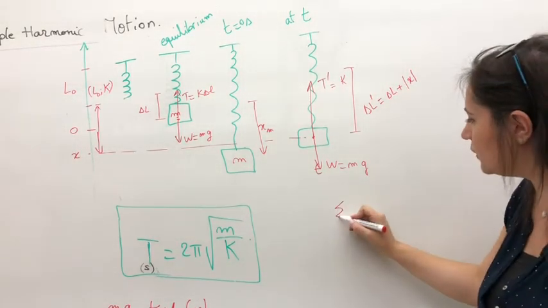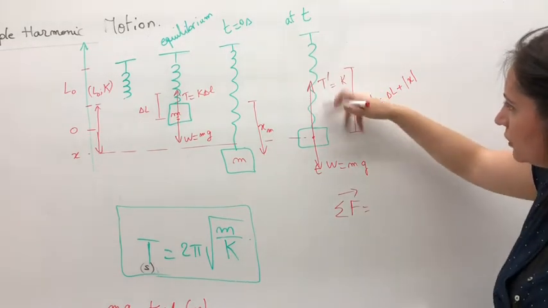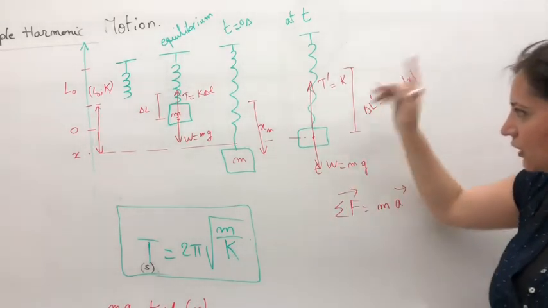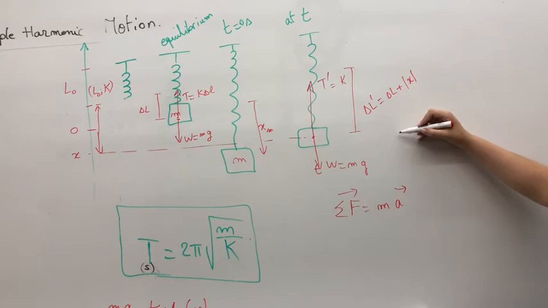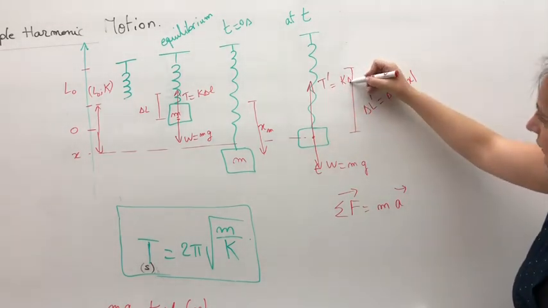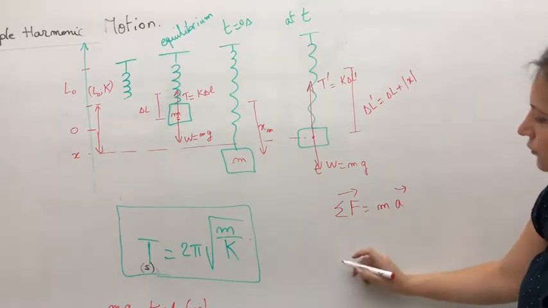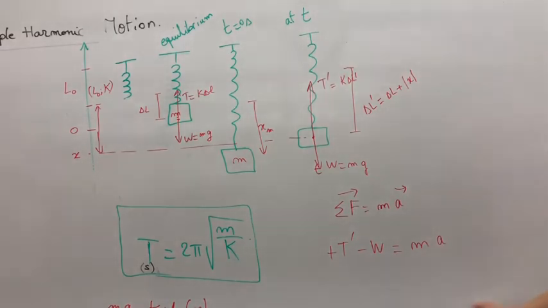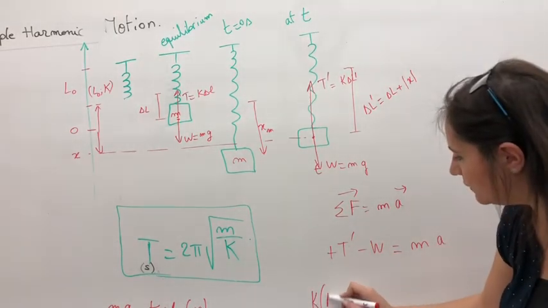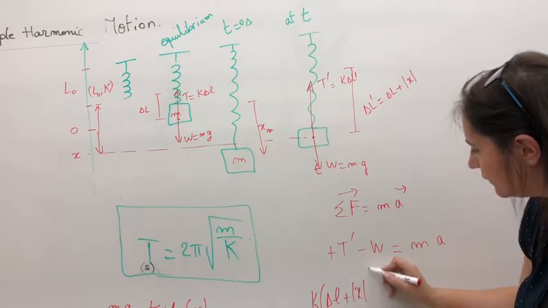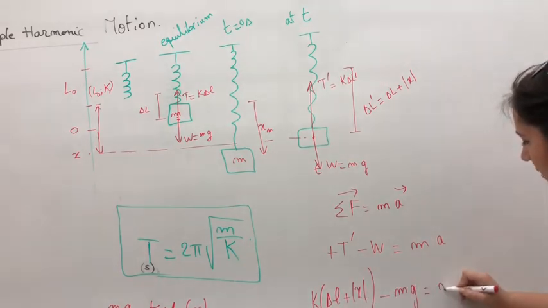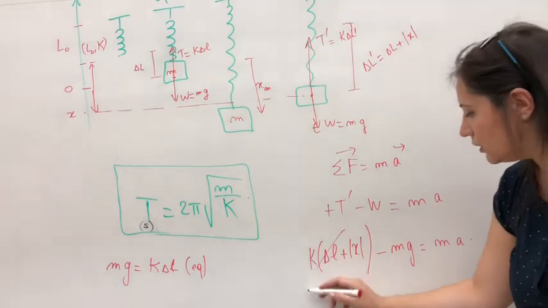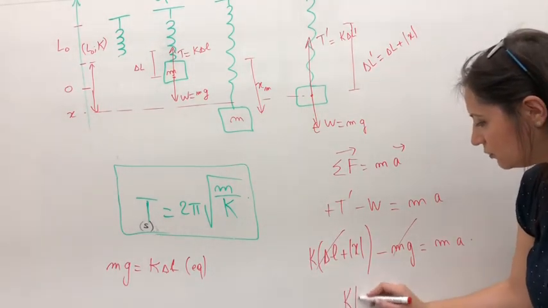Now if you do the sum of forces equals MA, yes, when there is oscillation there is no equilibrium, so it is MA. And you project on the y-axis. Everything going up we put plus, everything going down we put negative. T prime is K delta L prime. It is going up, so plus T prime minus the weight equals MA. T prime is K delta L plus absolute value of x, minus mg equals ma. From the equilibrium, since K delta L old equals mg, they cancel, leaving K times absolute value of x equals ma.